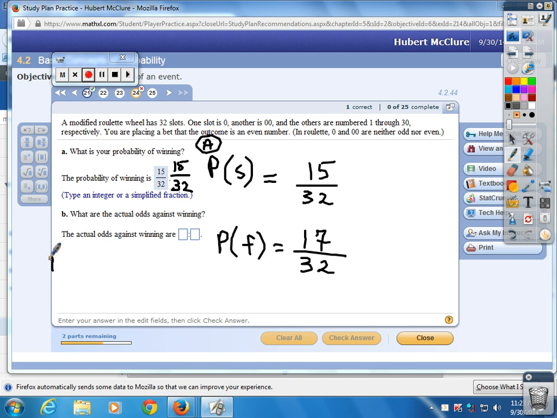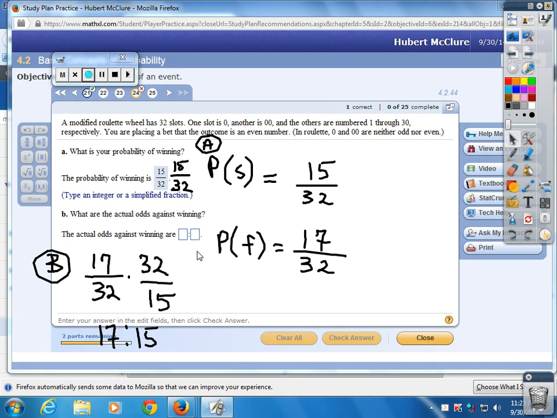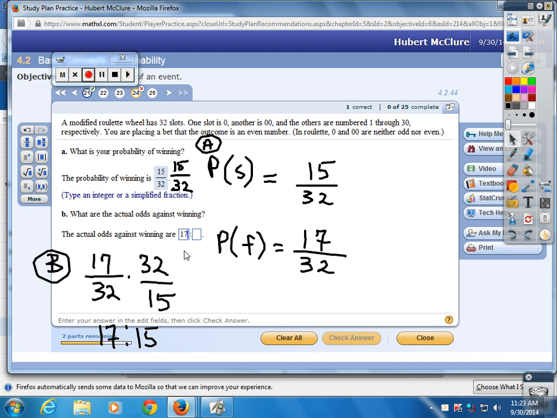Okay, part B. Find the odds against winning. What are the odds against winning? Well, that's your probability of failure over the probability of success. So that's going to be 17 over 32 multiplied by 32 over what? 15. So your answer is 17 to 15. And we got that right, believe it or not.